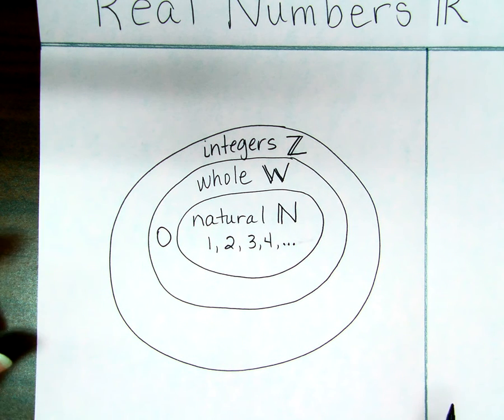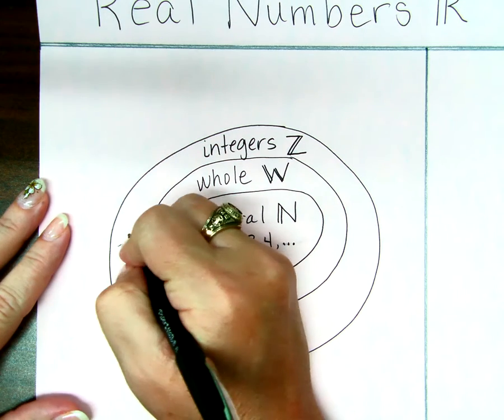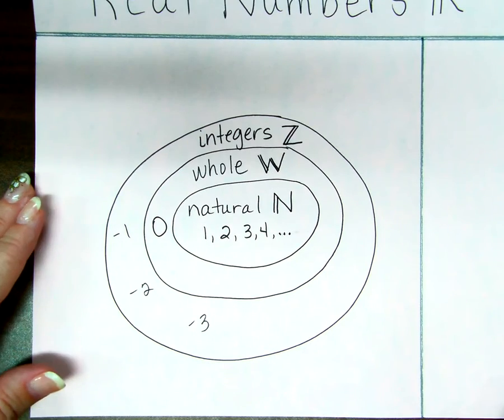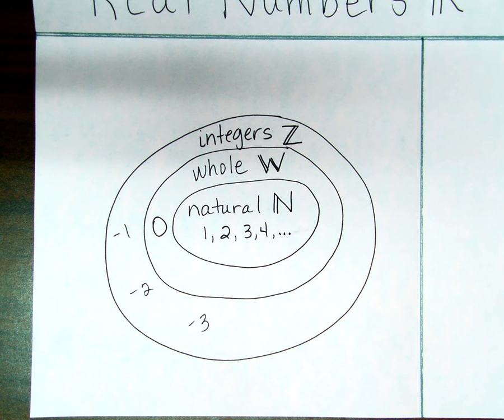What's an integer that is not a whole number or a natural number? Negatives. So like -1, -2, -3, and so on, right? So is 2 a whole number? Is 2 a natural number? Is 2 an integer? Is -2 a natural number? Why not?